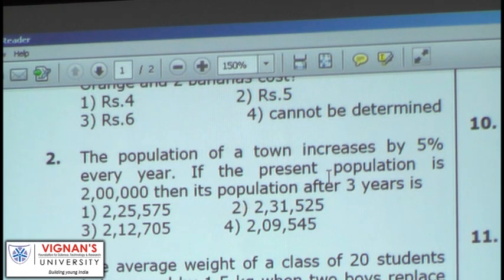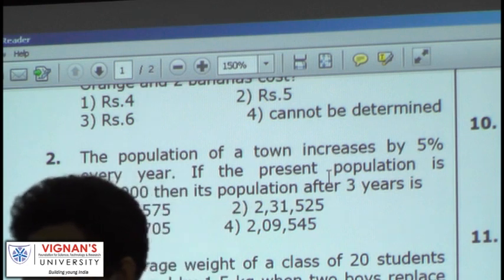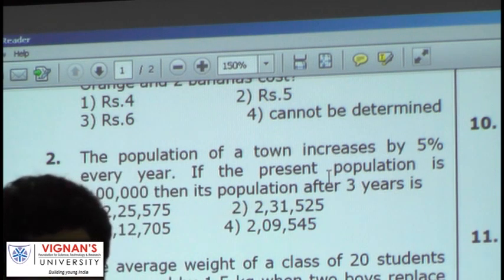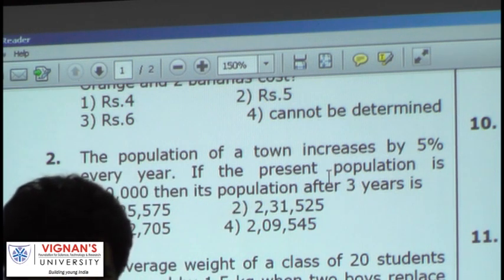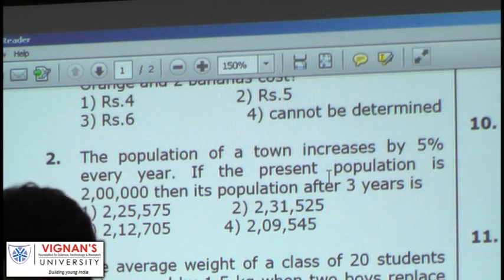What is there to calculate? 5% on 2 lakhs is 10,000. Every year it is increasing by 5%. It means the first year 10,000, the second year it is slightly more than 10,000. The third year also it is slightly more than 10,000 because we calculate 5% on the previous year.